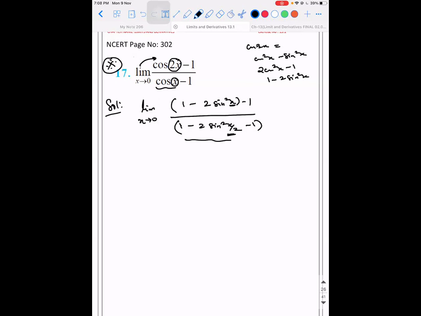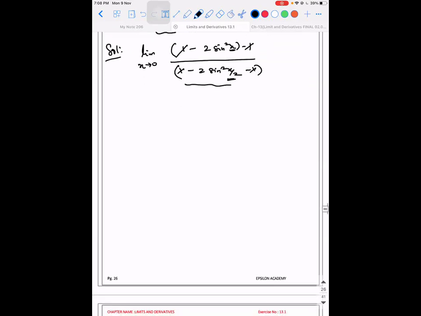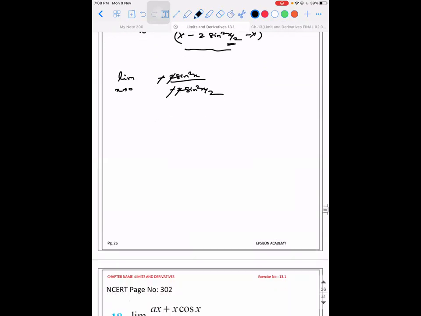Yes, sir. So 1 and 1 will get cancelled. Here also 1 and 1 will get cancelled. So what do you have in the numerator and denominator? You have minus 2 sine square x divided by minus 2 sine square x by 2. Minus gone, 2 and 2 are gone. So this is the tricky part. Limit x tends to 0, sine square x by sine square x by 2. Now see.